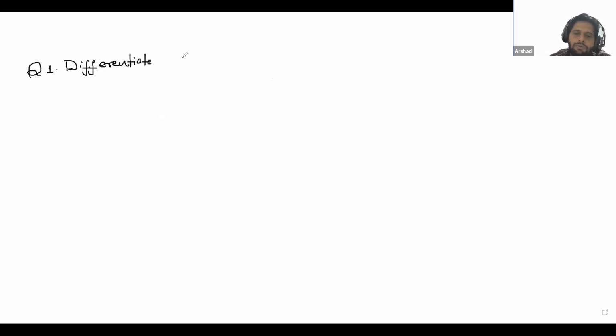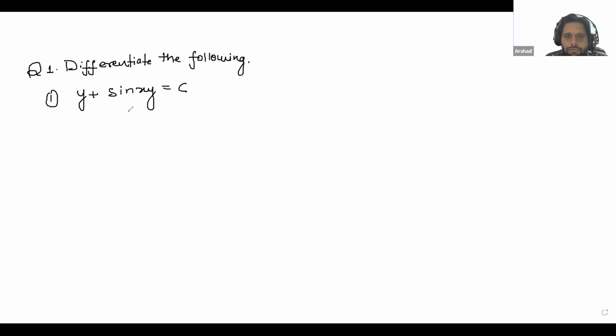Differentiate the following. So first one is, for example, we have y plus sine xy is equal to, for example, a constant c. We need to differentiate this. Then how can we do?